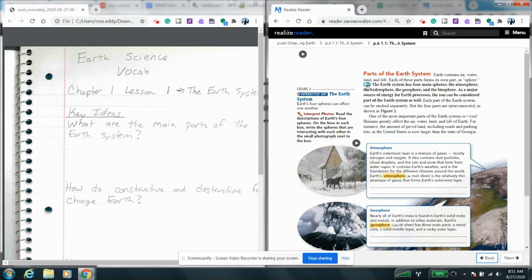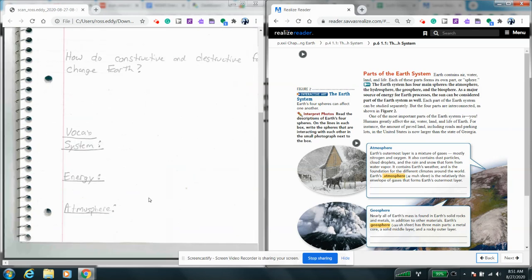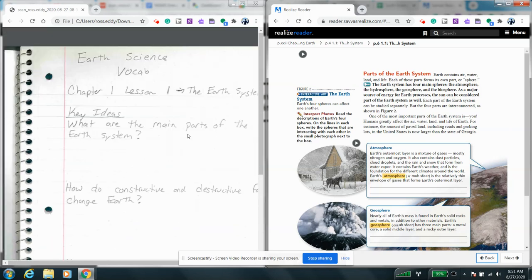Okay? So, first question is, what are the main parts of the Earth system? Hey, guess what? Notice there's a key up here. The Earth system has 4 main spheres: the atmosphere, hydrosphere, geosphere, and biosphere. As a major source of energy for the Earth processes, the sun can also be considered part of the Earth system. So I would write that in here. You can write it word for word, that's fine. But if it's going to help you summarize it, summarize it. So what are the main parts of the Earth system? Hydrosphere, atmosphere, geosphere, and biosphere. Okay? Because then down below, you're actually going to have those definitions. That works as well.